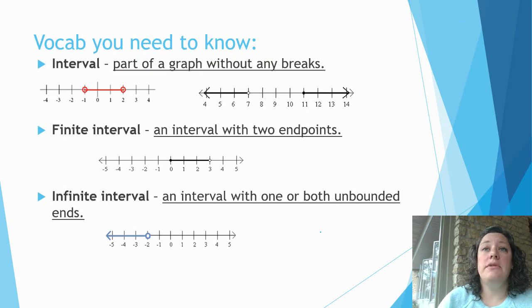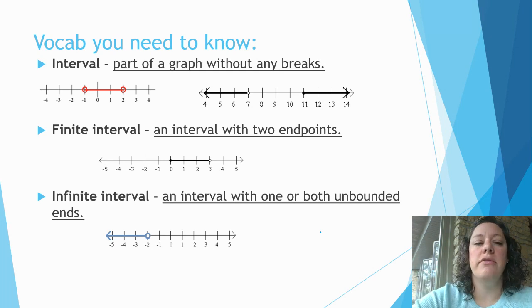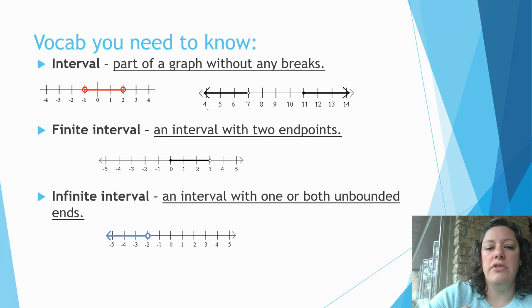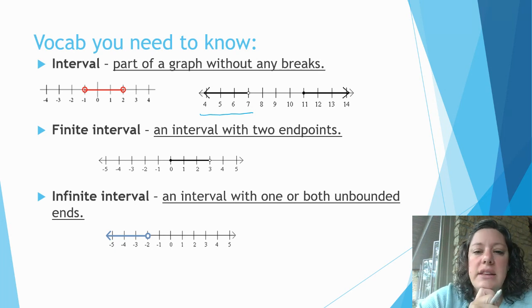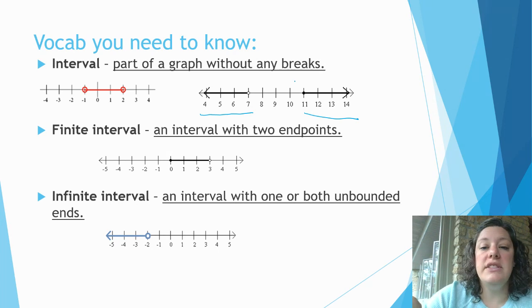First of all, you probably need to know some vocab. So here's some informational words for you. You need to know what an interval is. An interval is the part of the graph that doesn't have any breaks, and each break actually signals a new interval. You can see that first one there. It goes from -1 to 2. That's the interval. There's no breaks in between. The second one actually has two intervals. From 7 down is an interval, and then from 11 up is an interval. We have two there. You can see that the graph breaks here in the middle.